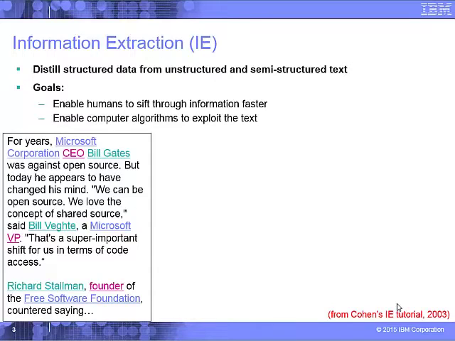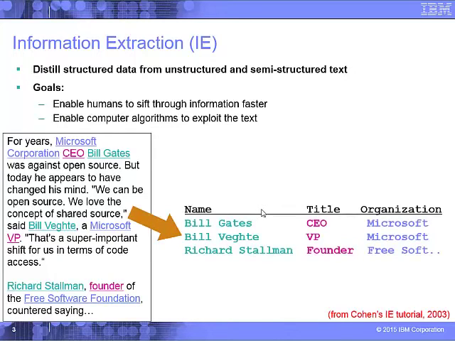If we look at an example here on the left, we have an example news report that talks about CEOs of corporations. And if we were to turn this text into something that can be processed by an application, we need to get some sort of structured data out of this text. For example, an example of structured information from here would be a table that lists the names of people, the title, and the organization that they are part of. For example, Bill Gates has a title of CEO in the organization Microsoft.